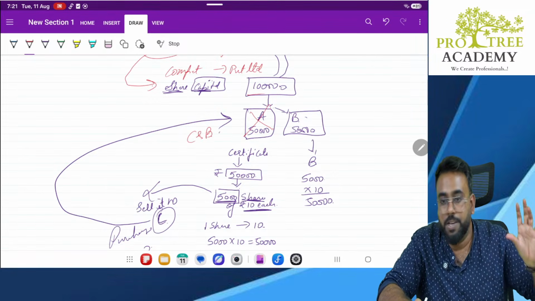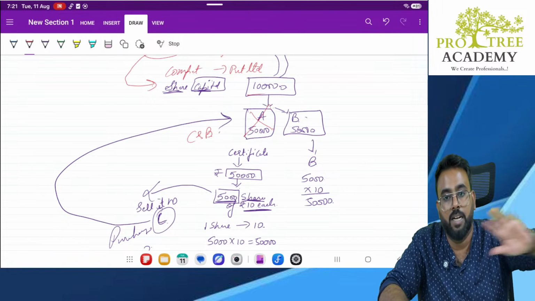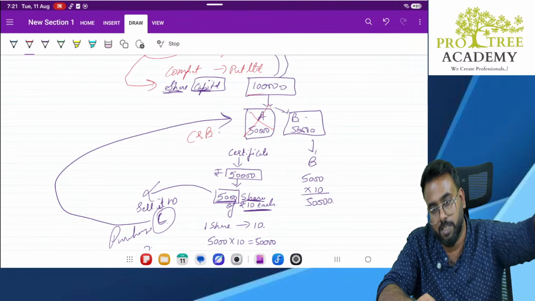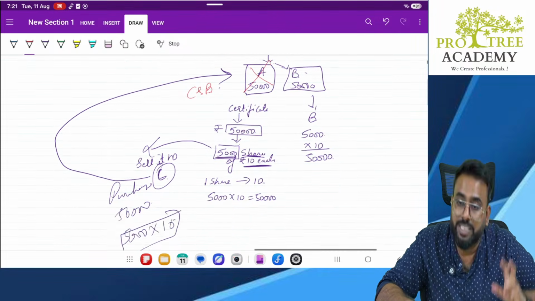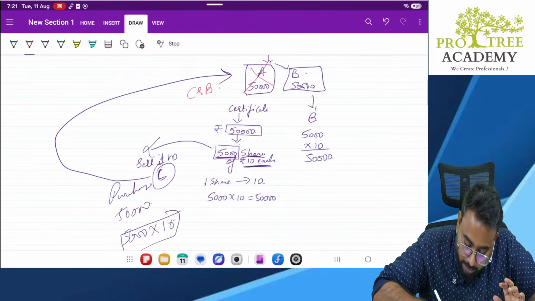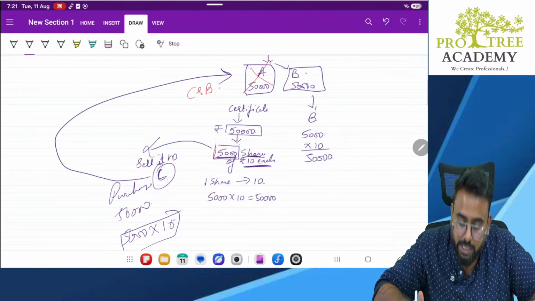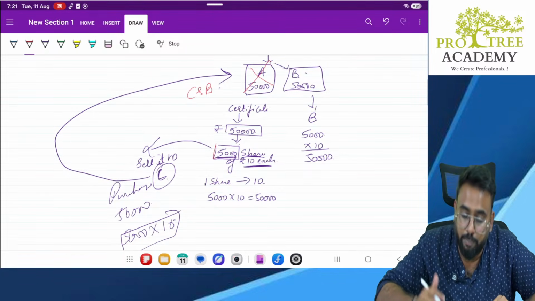You have shares, you have value for each share, sell those shares. The moment you sell the shares, you are done. You are no more part of this company. Clear? Everybody? Yes. So this is the advantage of a company. So these 5,000 shares will be sold to Mr. C and Mr. C will become the new owner of the company.